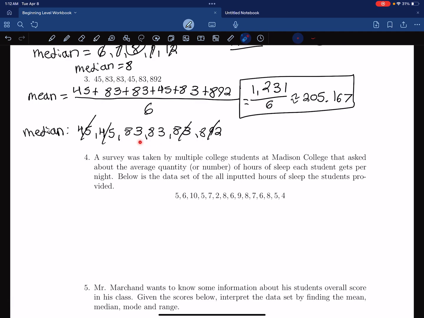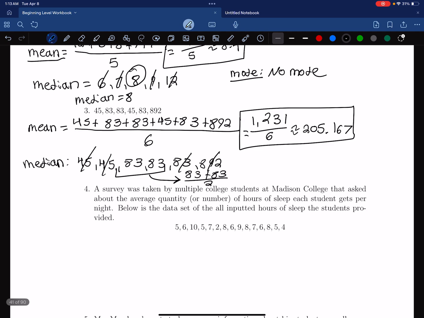So when we just get 2 remaining like this, as we've seen in example 1, what you want to do is take those 2 values, add them together, 83 plus 83, and divide by 2. And what we're doing here is actually finding the mean of these 2 middle data values when this happens. So 83 plus 83 divided by 2 is just going to get you 83. And that's our median.